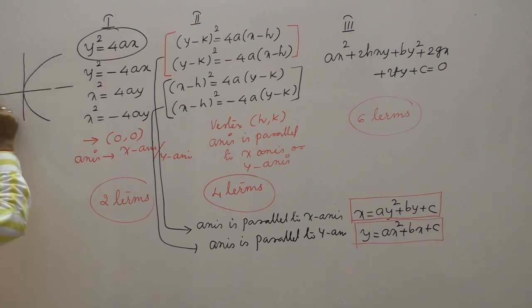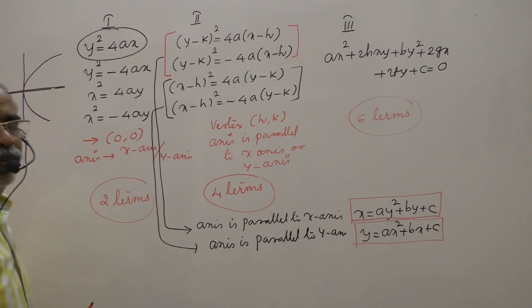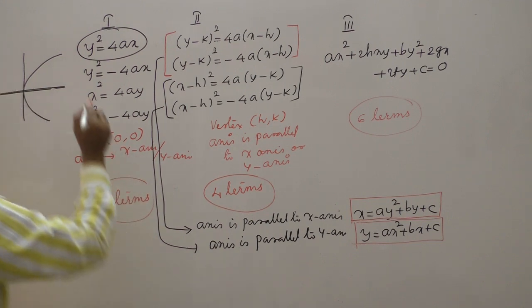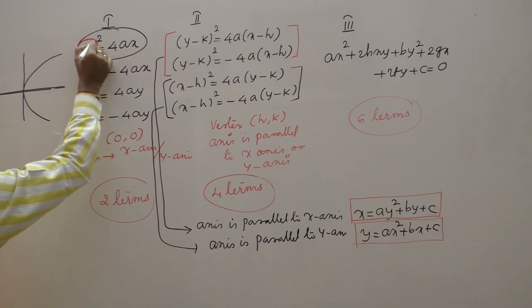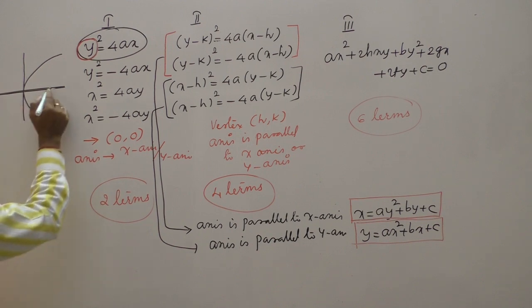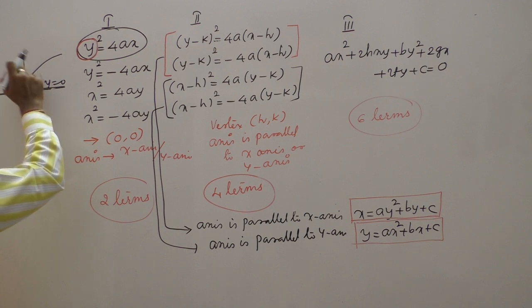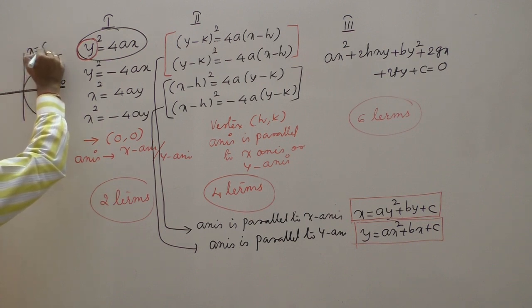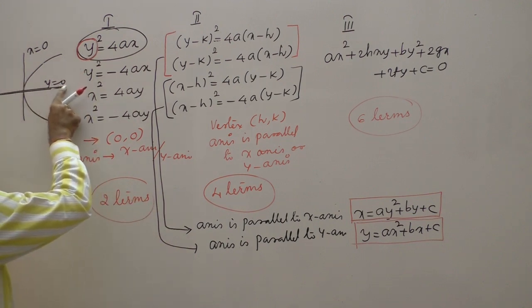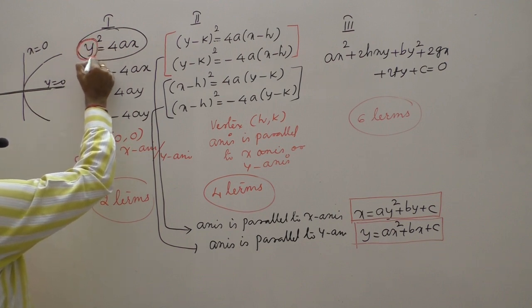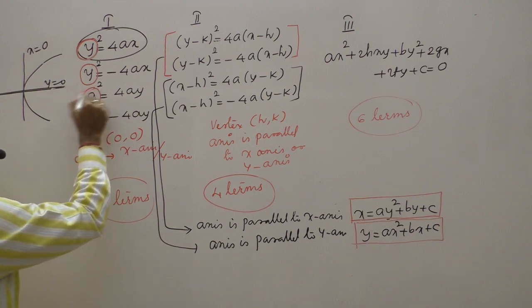Yes. So for this parabola, what is the axis? The axis is the x-axis. X-axis means y equal to 0. That means in the equation, the base of the second degree term is the axis. For this parabola, the axis is the x-axis, y equal to 0. The tangent at the vertex is the y-axis, x equal to 0. Listen carefully. So the axis is y equal to 0. That means the base of the second degree term. For this also, the axis is y equal to 0, x equal to 0.